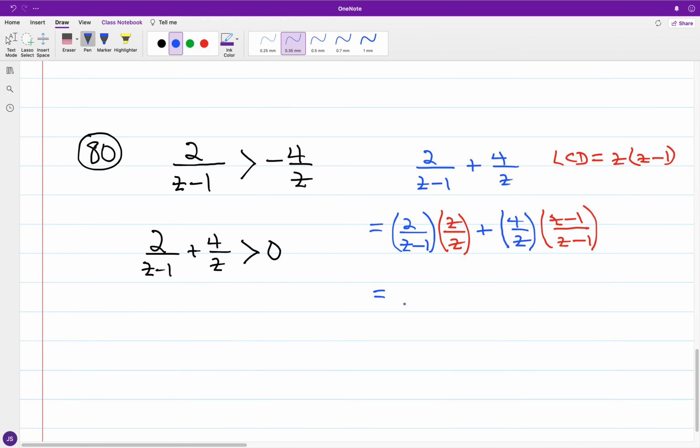So looking at what we have in the setup, again, we have in the denominator z and z minus 1. The product of the numerator terms will be 2z. For the second ratio, this will be in with the least common denominator now in formation, and we have 4 times z minus 1. I can go ahead and distribute, so this will be 4z minus 4.